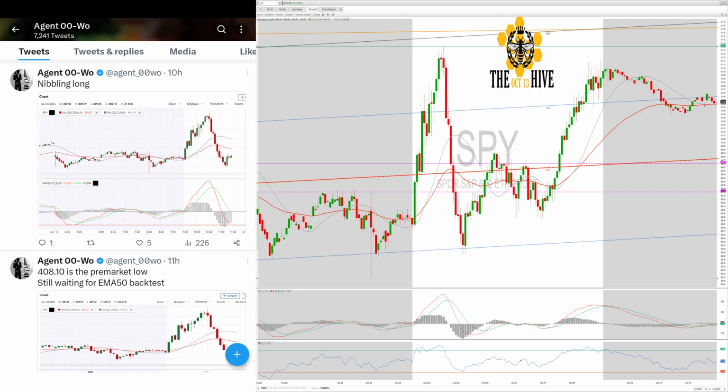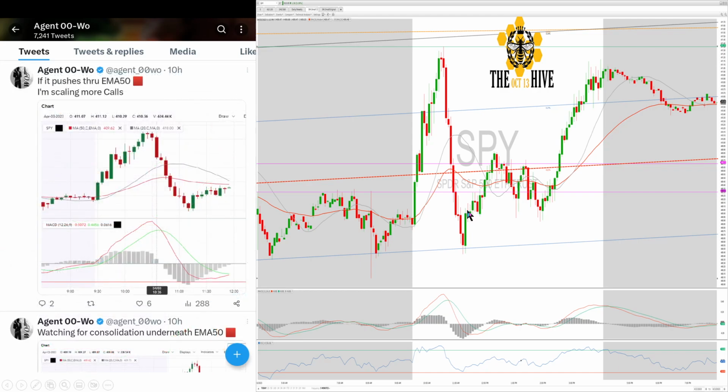So I went long right here. I nibbled long. Okay. Watching for, see, here we go. Watching for consolidation underneath EMA 50. Yes. See, it was coming up, coming up, coming up. Took it, came back down, up, down, right? I was like, yeah.